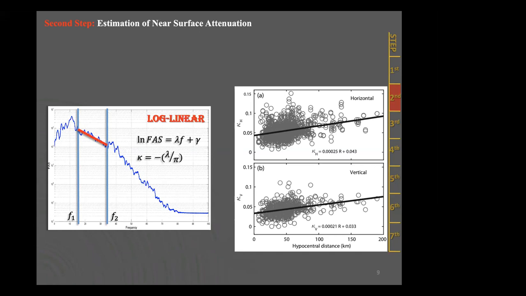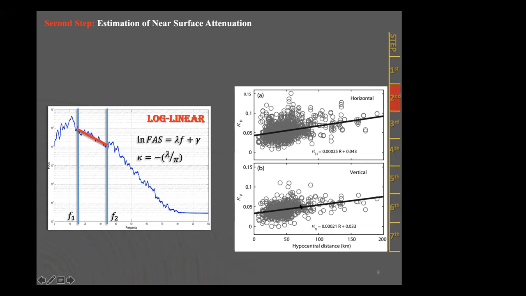So we do it for all the records that we have, for the three component record. So for each record, we will have a kappa value for the horizontal, two for the horizontal, and one for the vertical component. And if we plot the horizontal and vertical kappas estimated for each of them against their hypocentral distance, we will get two figures like this one. So on the top, we have the horizontal kappa values estimated versus hypocentral distance.